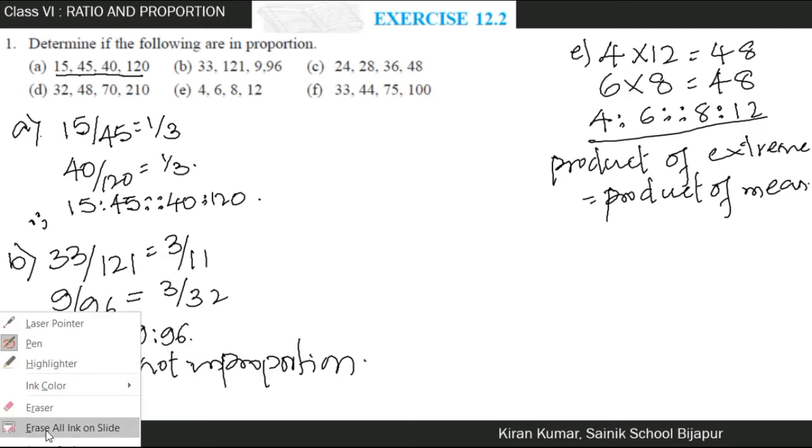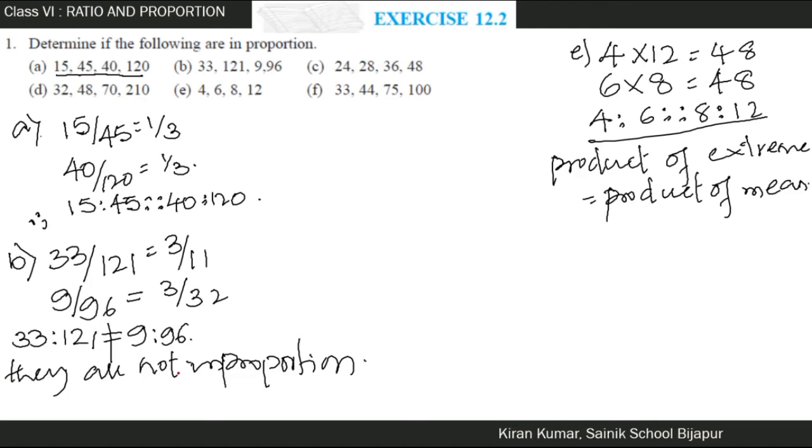Now I will be telling which are proportional to each other and which are not, and I am giving you a task. You should check whether these are proportional or not. This third one is not in proportion. Fourth one also is not in proportion, and the sixth one, these numbers are in proportion. I want you to check whether these are proportional or not. Either you follow this method or you follow this method.